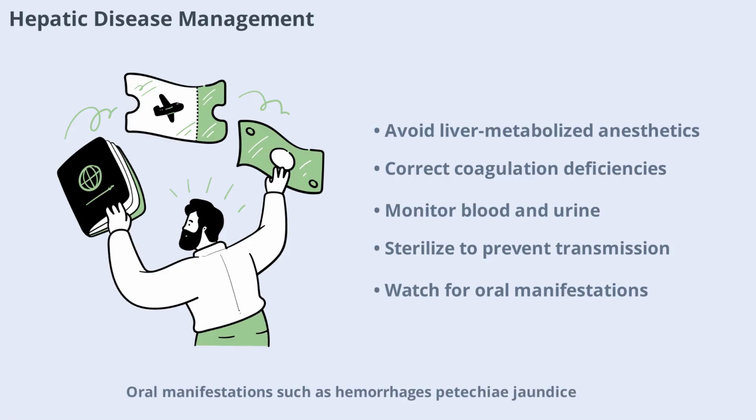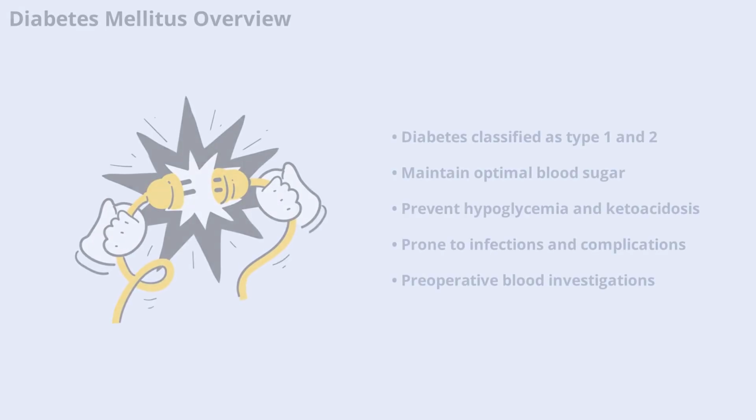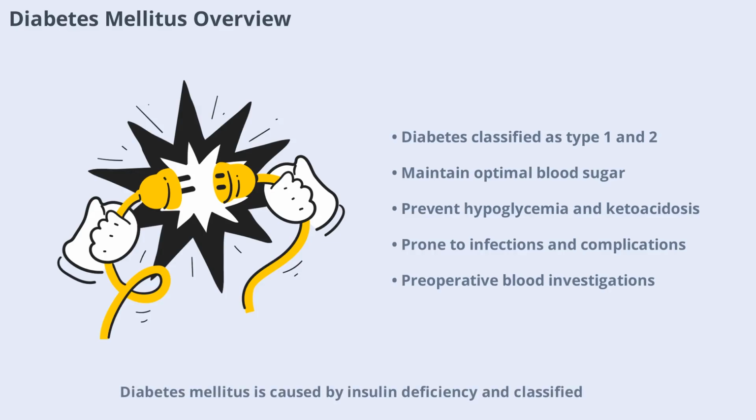Oral manifestations such as hemorrhages, petechiae, jaundice, and gingival bleeding may indicate liver dysfunction. Diabetes mellitus is caused by insulin deficiency and classified into type 1 insulin dependent and type 2 insulin dependent. Optimal blood sugar levels must be maintained during and after surgery to prevent hypoglycemia, hyperglycemia, and ketoacidosis.